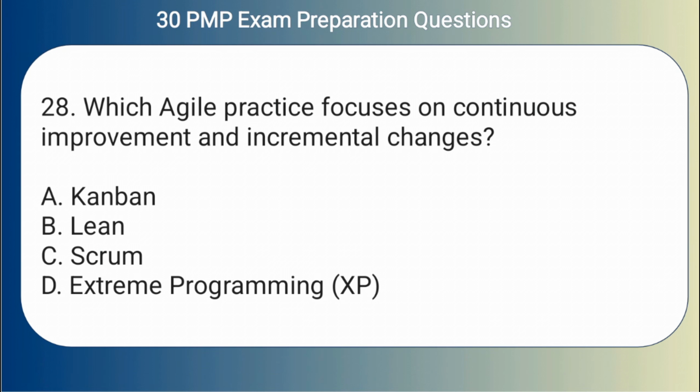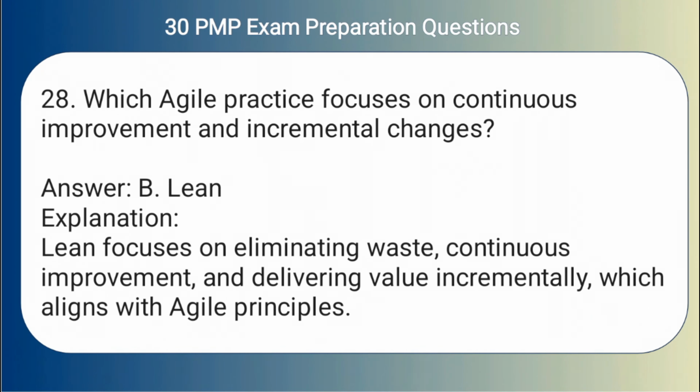Question 28. Which Agile practice focuses on continuous improvement and incremental changes? A. Kanban. B. Lean. C. Scrum. D. Extreme Programming, XP. Answer: B. Lean. Explanation: Lean focuses on eliminating waste, continuous improvement, and delivering value incrementally, which aligns with Agile principles.